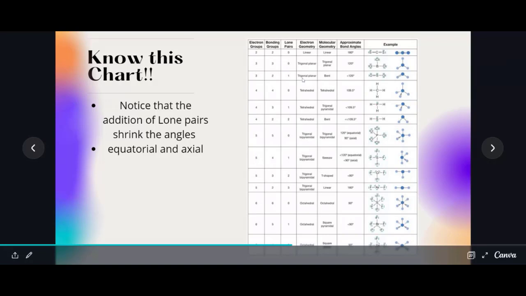However, if you move on to the next shape, notice that the electron geometry is still the same, because we're still working with 3 areas of electron density in this SO2 molecule. We have this oxygen and this oxygen, which are 2 domain groups, and then 1 lone pair, so 2 plus 1.